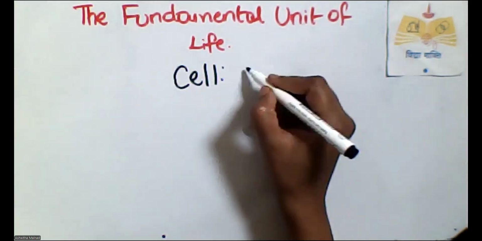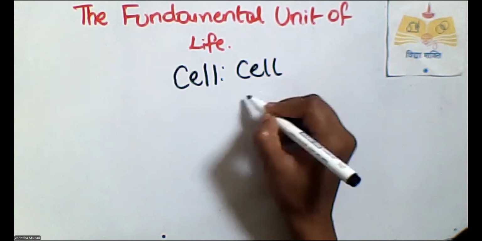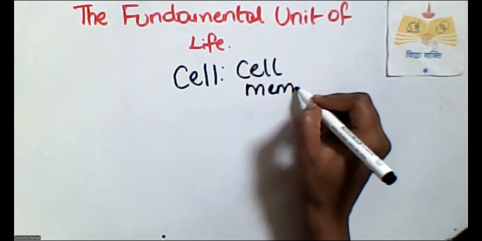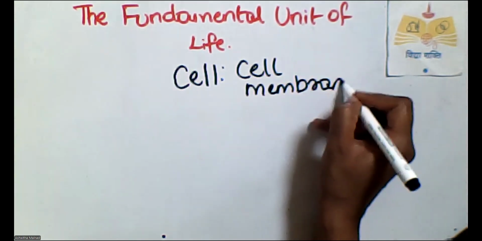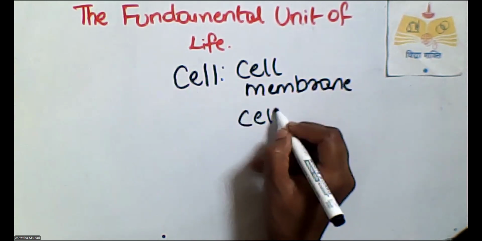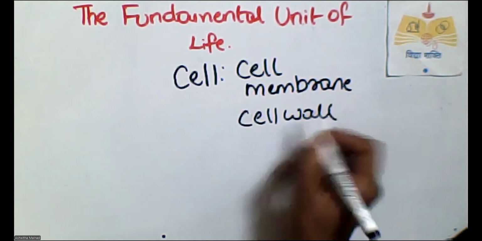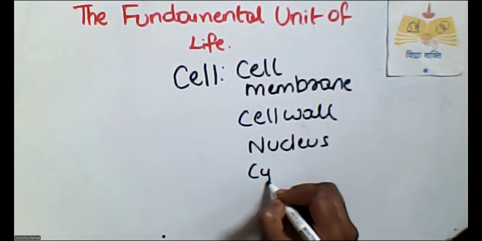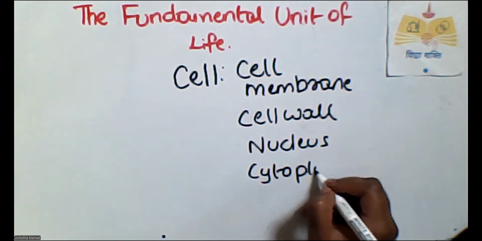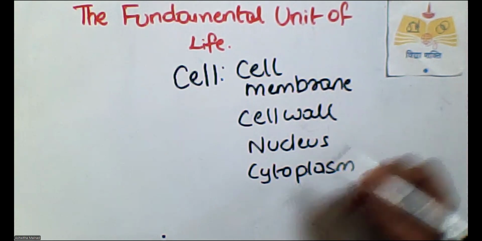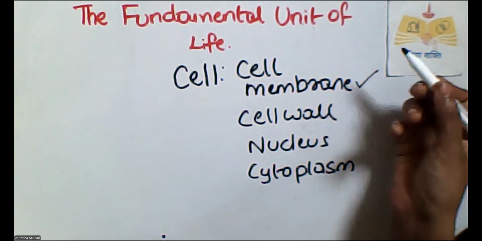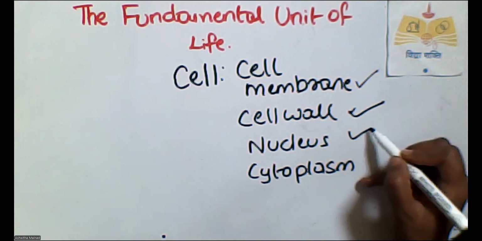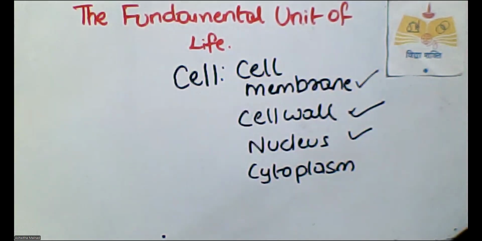As we had discussed, the cell contains a cell membrane, cell wall, nucleus, cytoplasm. So we discussed the cell membrane, plasma membrane, cell wall, and nucleus in our previous classes.